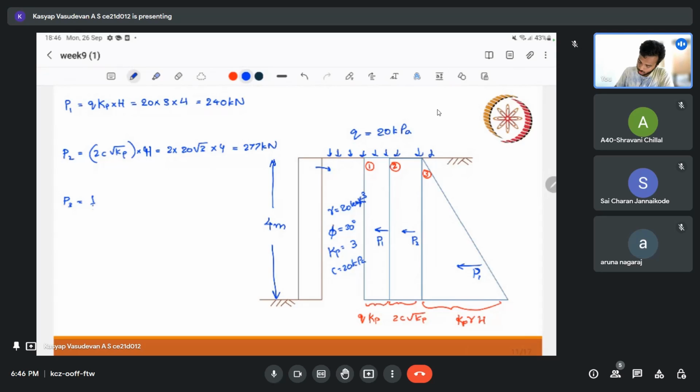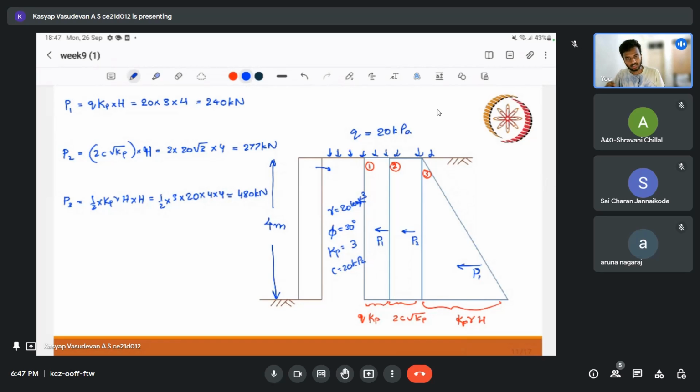So half into Kp gamma h into h. This is half into 3 into gamma is 20 into 4 into 4. This will be 480 kilonewton. Here there is no water table involved, so we are directly taking the gamma value.